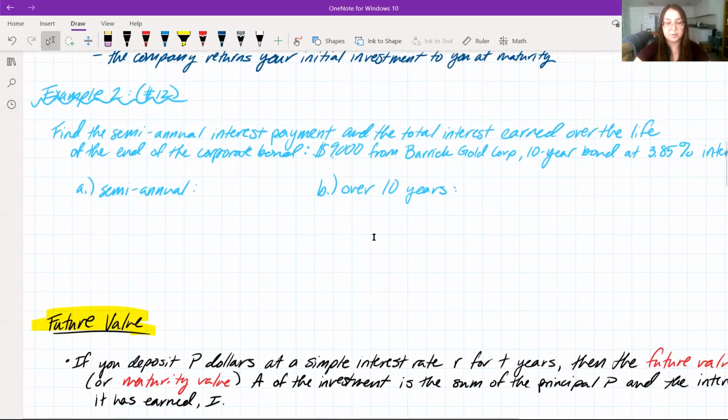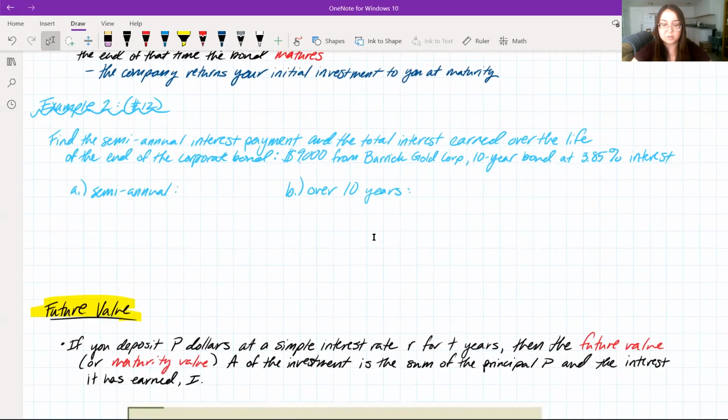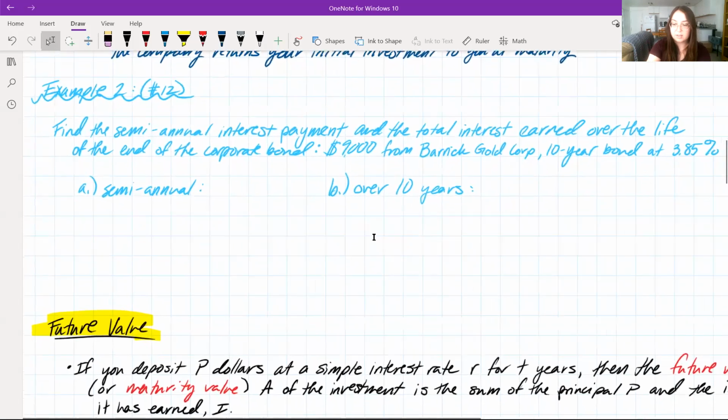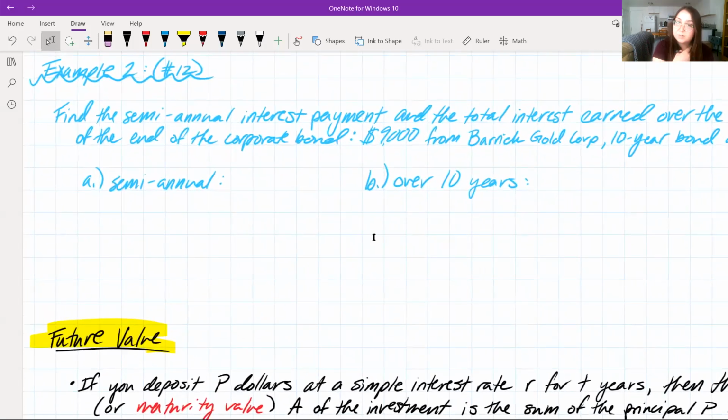So let's see example 2 here. We want to find the semi-annual interest payment and the total interest earned over the life of the corporate bond. And so our corporate bond here is going to be $9,000 from Barrick Gold Corp, a 10-year bond at 3.85% interest. So semi-annual just means twice a year. This means that we want to use our original equation, I equals PRT.